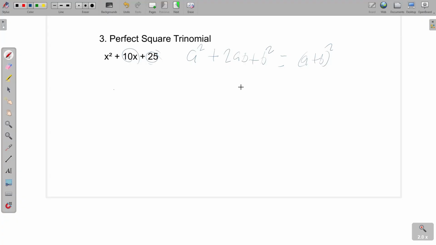And just to check it, if we do the other method for 25, you go 5 times 5, that adds up to 10. Those are the two numbers. So x plus 5 times x plus 5 is just the same as this.